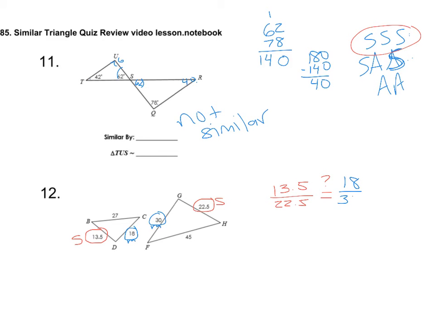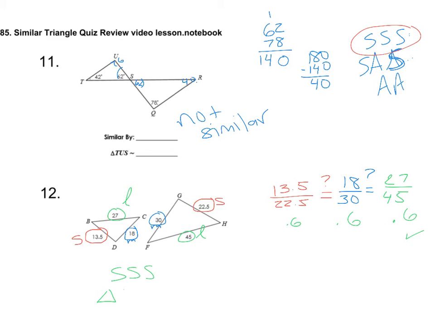18 over 30. Does that equal the long, 27 over 45? So I'm going to put each of those in the calculator and see what the decimal is. 13.5 divided by 22.5, and I get 0.6. 18 over 30, 0.6. 27 over 45, 0.6. So the decimals are all equal. So that means they are similar by SSS.